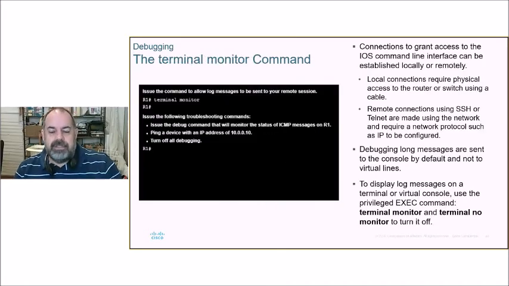Now, terminal monitor. Debug commands are great, but they go to the console, and by default at least, only go to the console. To get that information to go out by SSH or Telnet, you need to do the command terminal monitor. That will then send that debugging information to your Telnet or SSH. You can turn on terminal monitor and that will do it, and then to turn it off, it's terminal no monitor.